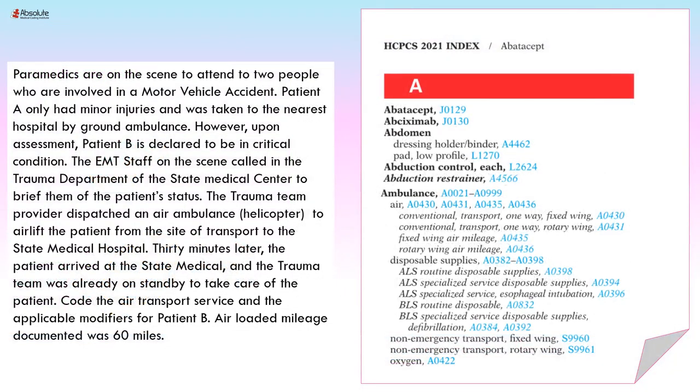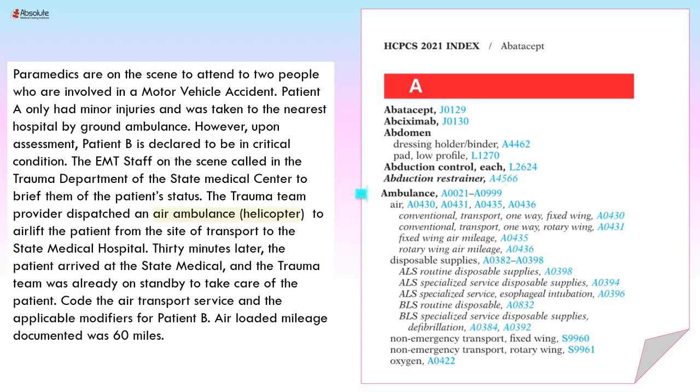All right, coders, I'm so sorry if that's all the time I can give you, but we can always look this up together, okay? So for this one, we are coding for the transportation services of patient B. Because of the injuries that patient B had, they actually had to dispatch an air ambulance, a helicopter to airlift the patient. So we are now going to be coding for the air ambulance here, particularly a helicopter, which is going to be a rotary wing type.